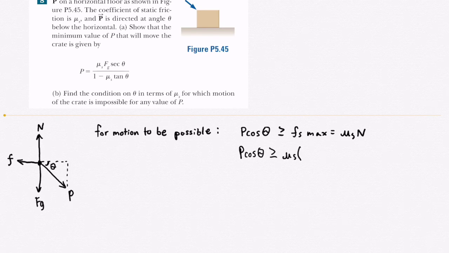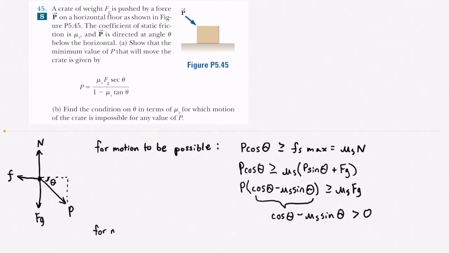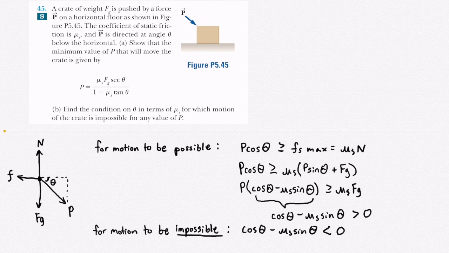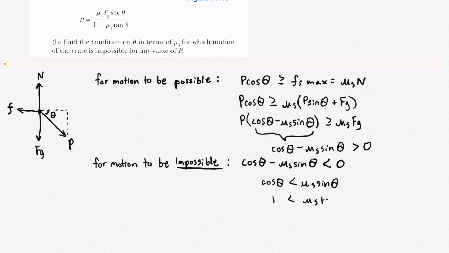In order for the crate to be in motion, the x component of P must be greater than or equal to the max of static friction. In equation form, P times quantity cosine theta minus μs sine theta, end parenthesis, is greater than or equal to μs Fg. μs and Fg are both positive, therefore cosine theta minus μs sine theta must be greater than 0. This means that for motion to be impossible, the value will be less than 0. Now we have to solve for theta.